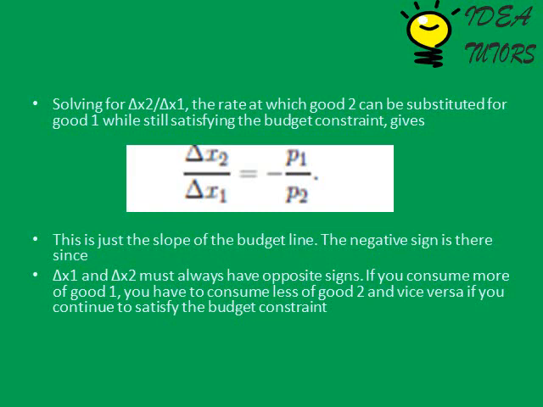The negative sign here is because change in x1 and change in x2 must always have opposite signs, as I have already told. So if you consume more of good 1, you have to consume less of good 2, and vice versa, if you continue to satisfy the budget constraint.